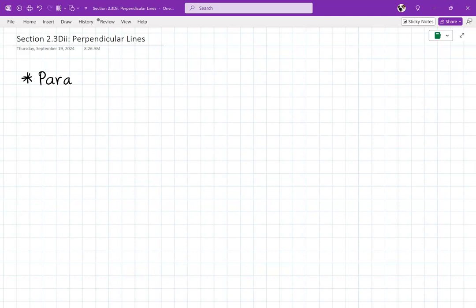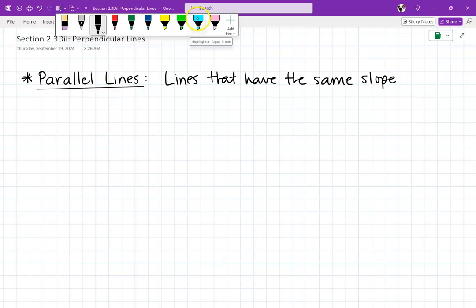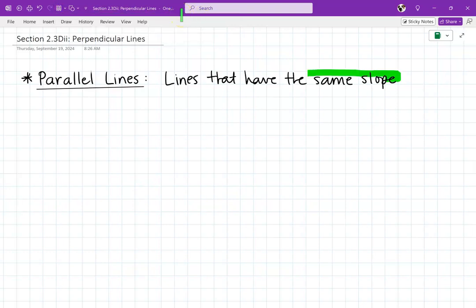We're supposed to know that parallel lines are lines that have the same slope, okay? That's the important part. Same slope. So if I look at one line and it has a slope of 5, then the other line, if it's supposed to be parallel, is going to have a slope of 5 as well. So the slopes have to match. If they don't match, they're not parallel.